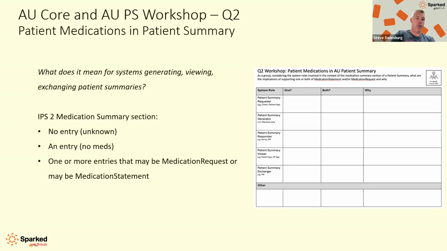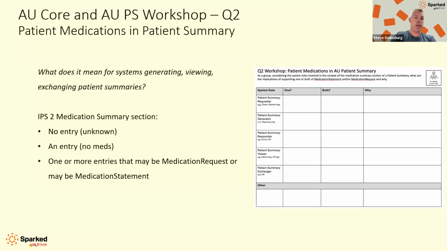We came up with a few roles in Patient Summary. This is not an official list. These are roles that have been discussed in the Patient Summary community, but they are some roles that we've identified as being participants of exchanging patient summaries. And what we wanted to understand here was what roles needed what medication data, and whether it's one or both of medication request and or medication statement, and then noting the IPS version 2 rules, which we're working towards.